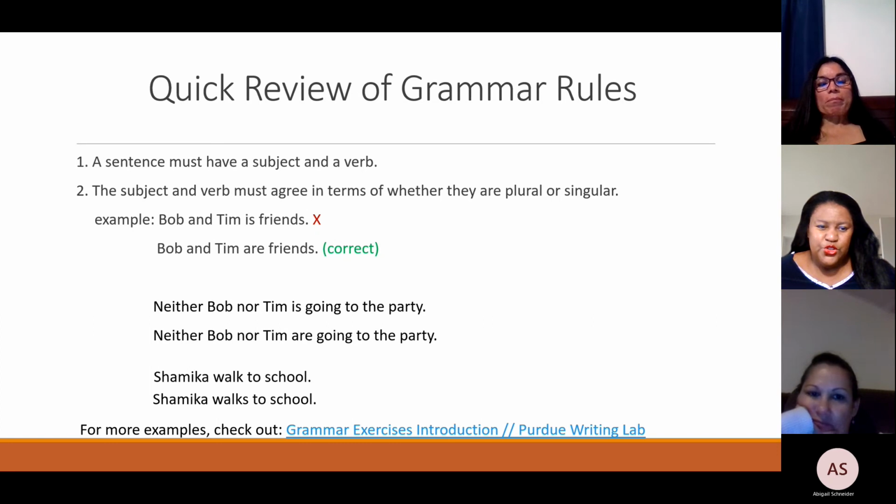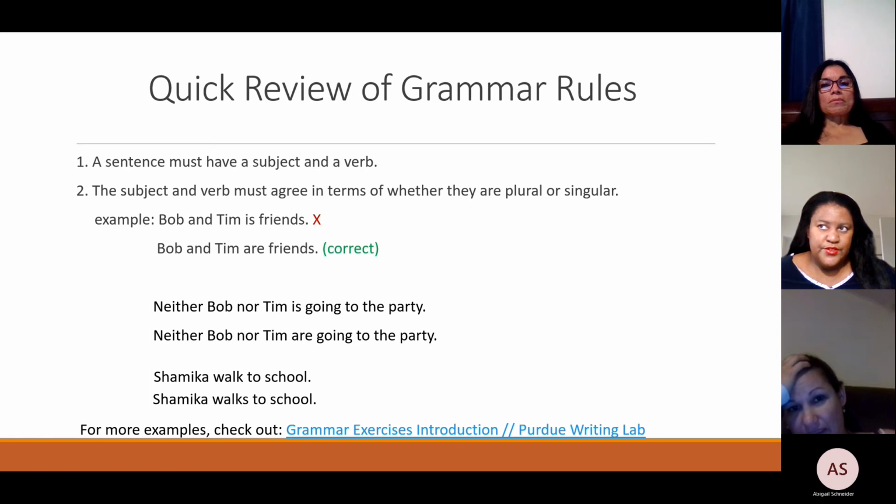Okay, now the next one is trickier. Which of these two is correct? Neither Bob nor Tim is going to the party. Neither Bob nor Tim are going to the party. What do you think, Sandra? I want to say the second one. Neither Bob nor Tim are going to the party. You think that's correct? Yeah, but I don't like the neither on it either way. But I think if I had to choose only those two, I would think it's the second one.